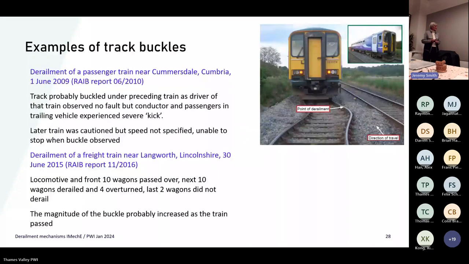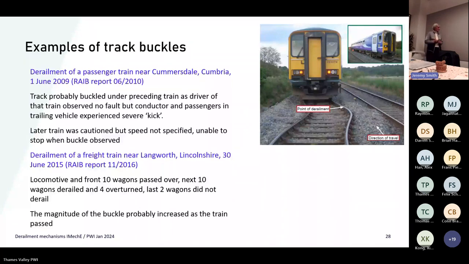That's the Cummersdale one, which I've talked about. The later train was cautioned, but wasn't going slow enough because the communications didn't say you need to go really slow. It just said keep a bit of a lookout. So that's what the driver did.